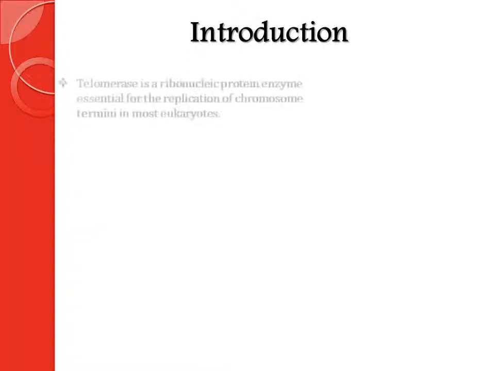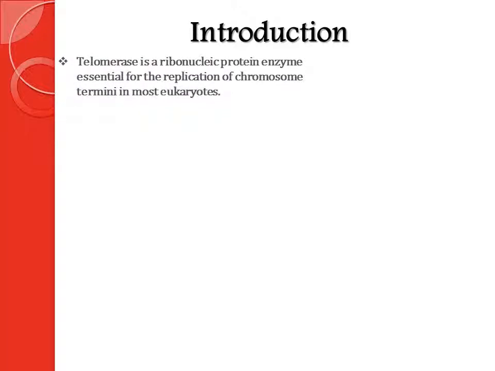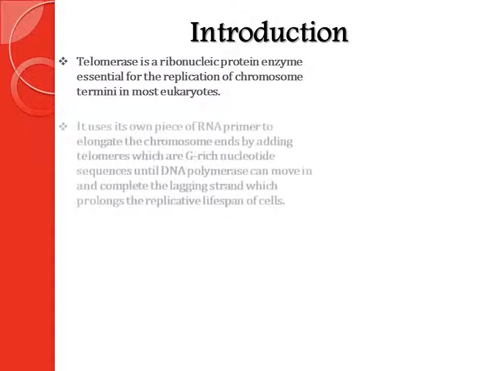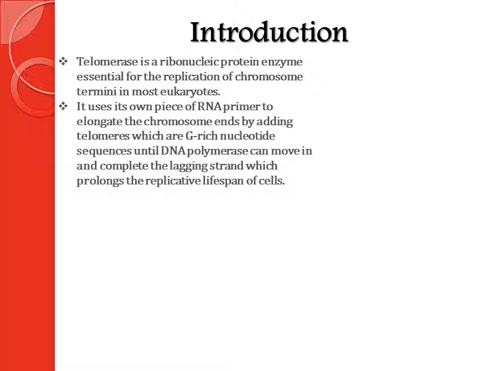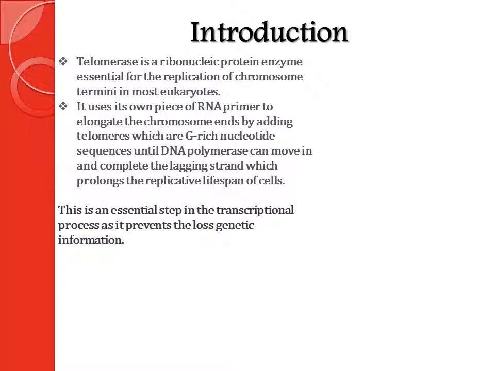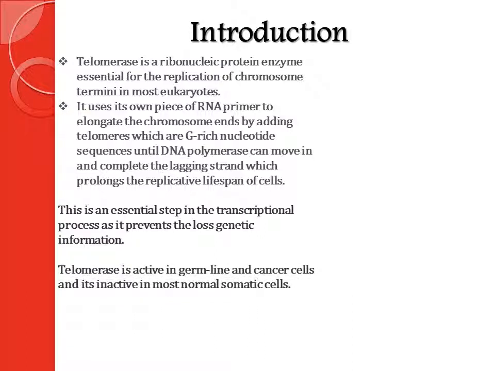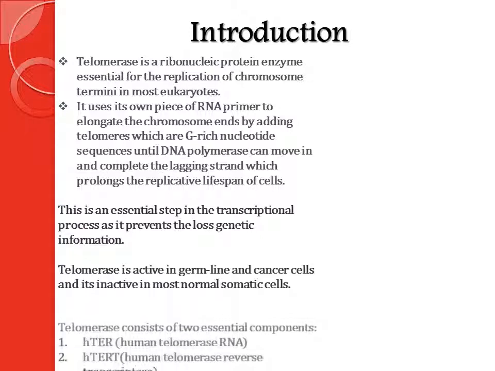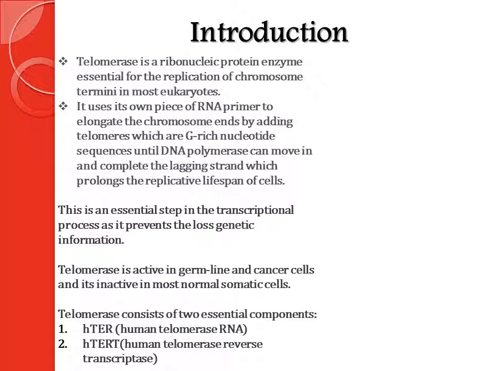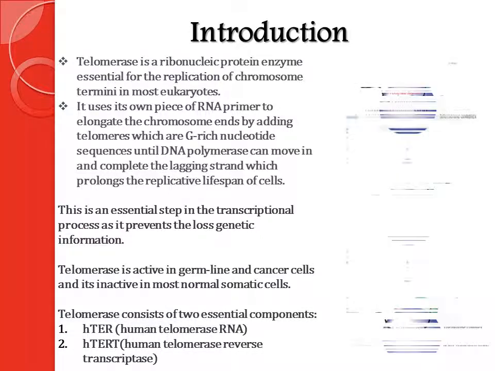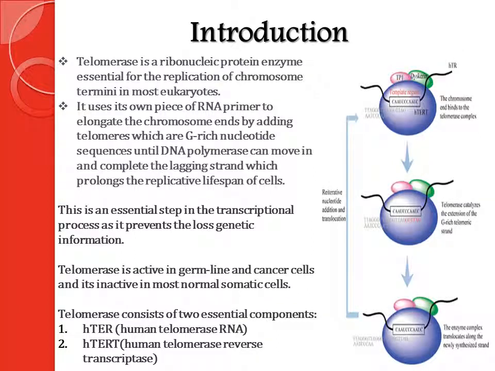Telomerase is a ribonucleic protein enzyme essential for the replication of chromosome termini in most eukaryotes. It uses its own piece of RNA primer to elongate the chromosome ends by adding telomeres, which are G-rich nucleotide sequences, until DNA polymerase can move in and complete the lagging strand. This prolongs the replicative lifespan of cells. This is an essential step in the transcriptional process as it prevents the loss of genetic information.